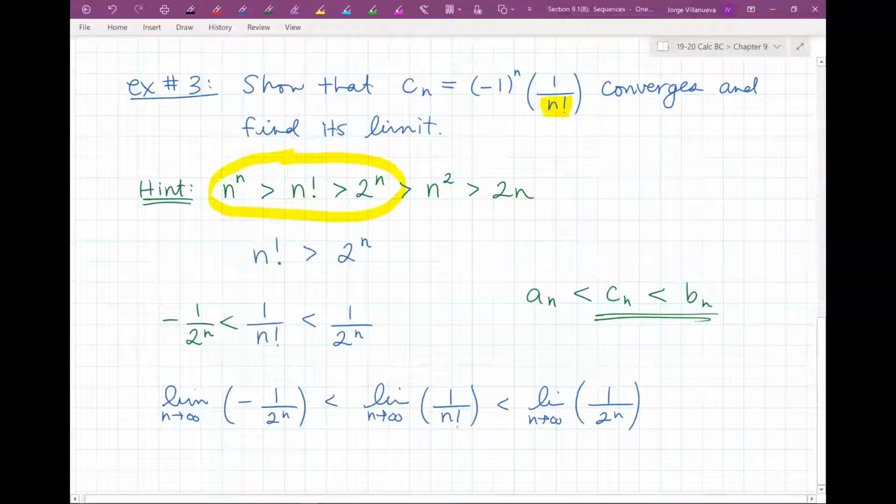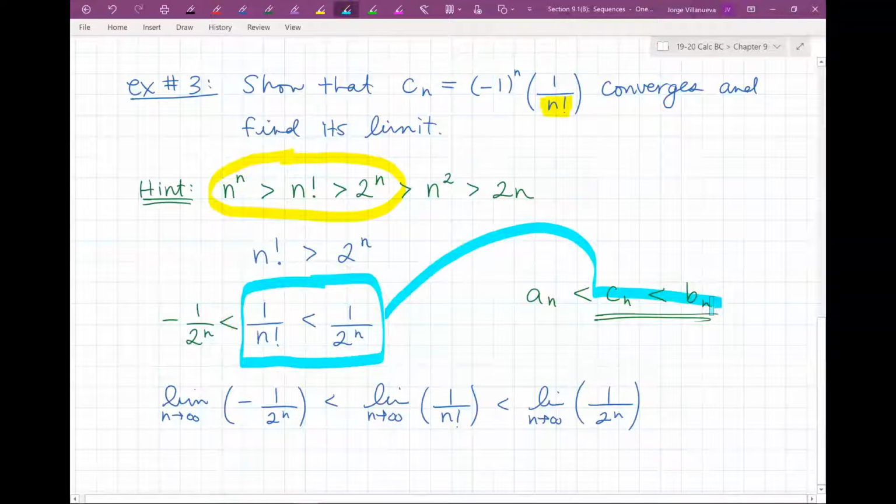Now, I know that n factorial is bigger than 2 to the n. But my c sub n doesn't have n factorial in the numerator. It has it in the denominator, right? So I flip it upside down. But when I do that, the inequality flips as well. So 1 over n factorial is less than 1 over 2 to the n. That's when I say, okay, now that I have this piece right here, that matches this. Because my c sub n is 1 over n factorial, right? So that's in the middle. That means that 1 over 2 to the n must be my b sub n.